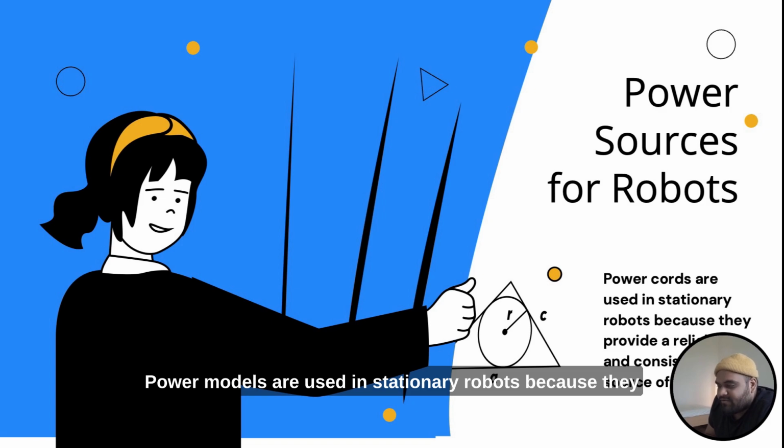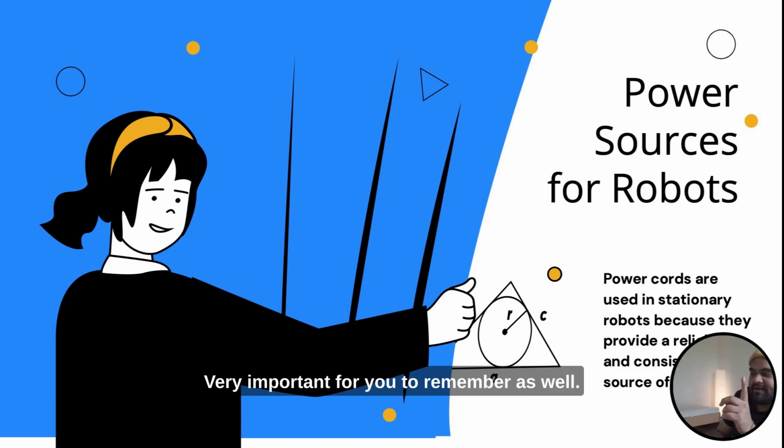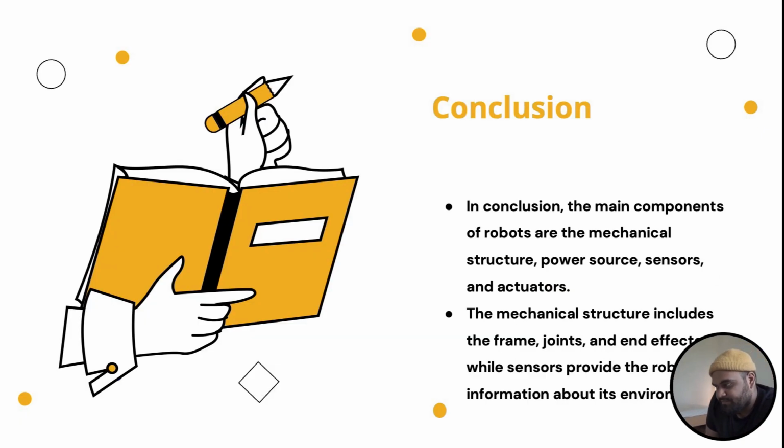Power modules are used in stationary robots because they can provide a reliable and consistent source of power. As I mentioned, a consistent source of power is very important. If the power source is fluctuating, then it's not going to work at all. Very important for you to remember as well.